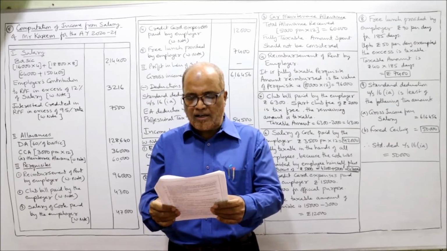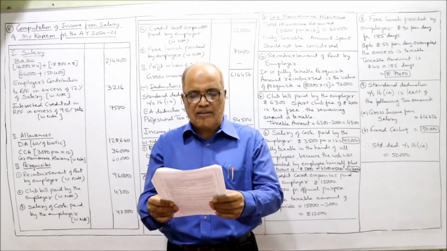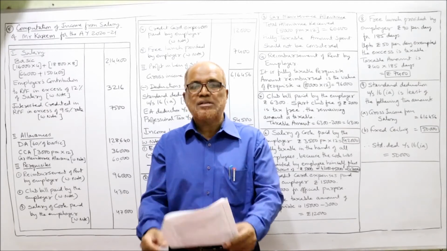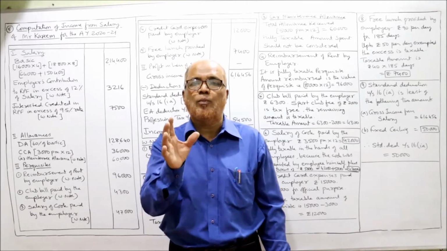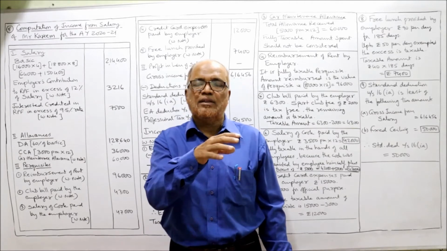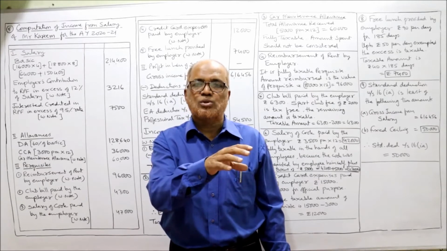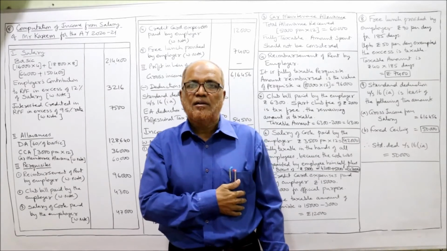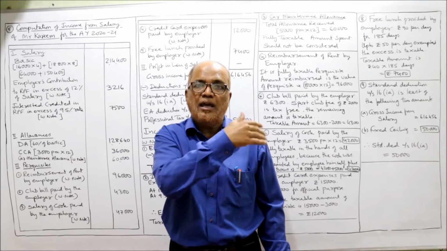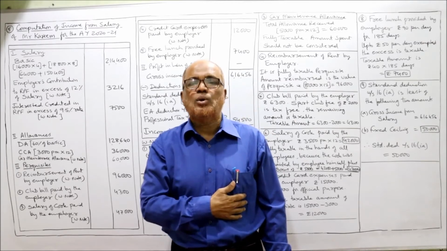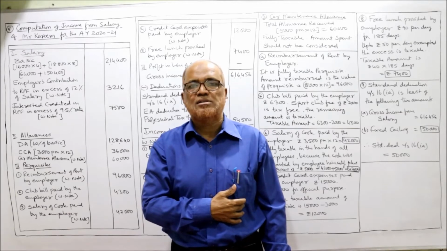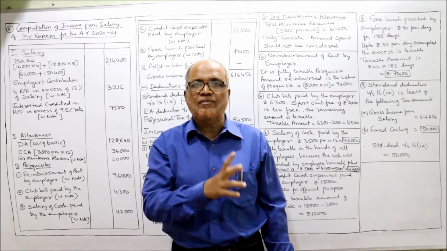He is living in a rented house on a monthly rent of 8,000 and the same is reimbursed by the employer. See here, new point is there. The employee is living in a rented house and he is paying the rent. The employer is reimbursing the rent. So it is a perquisite, not an allowance. House rent allowance is different.